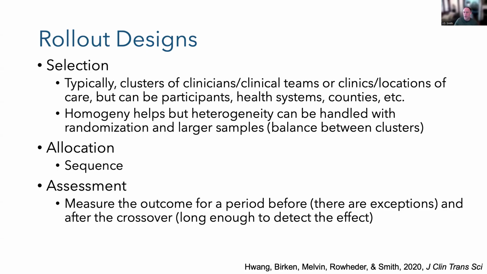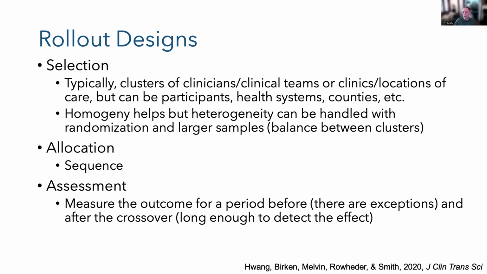But as you can imagine, having clusters of multiple clinics within each stage of the rollout reduces potential sources of bias as well. Homogeneity helps in your actual selection of the sites to include, but heterogeneity can be handled with randomization and with larger samples. And larger samples are typically needed to achieve balance across clusters, and that's true for any covariate adjusted randomization or any other kind of randomization approach that takes into consideration characteristics of those units.